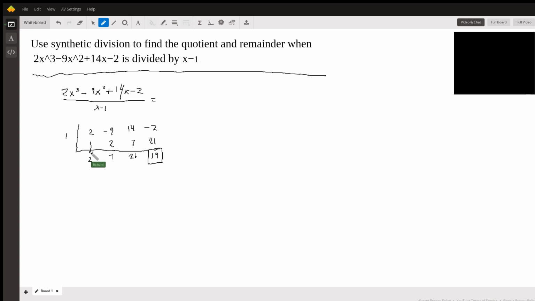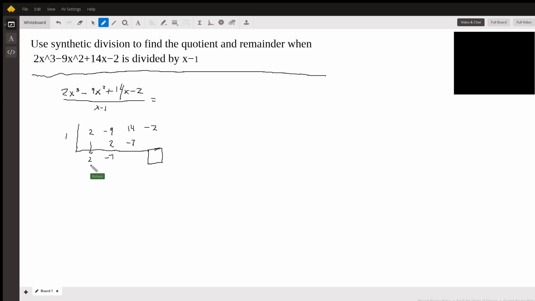Let me just check it again. 2, oops, that's a negative 7. And that's a negative 7. So let me go back and fix this. Fix the sign errors.